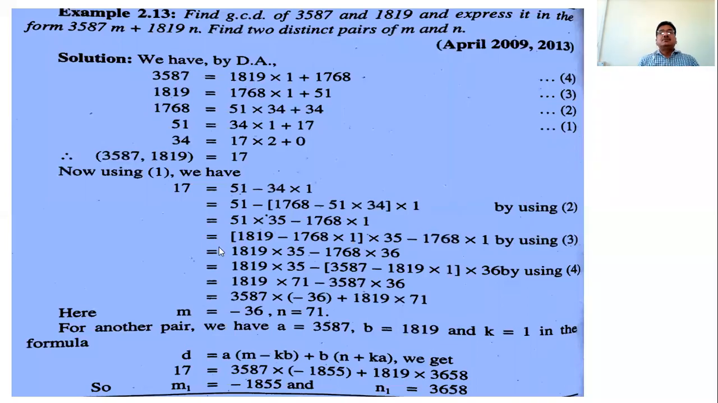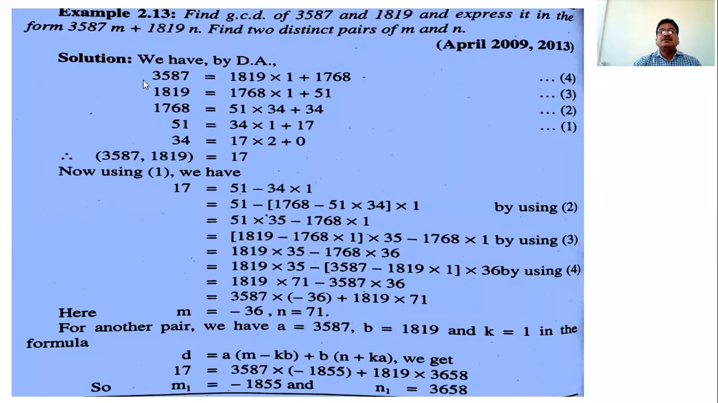Some more examples of greatest common divisor. The example is: find the greatest common divisor of 3587 and 1819 and express it in the form 3587 into m plus 1819 into n. Find two distinct pairs of m and n. So first we'll find the greatest common divisor of 3587 and 1819.